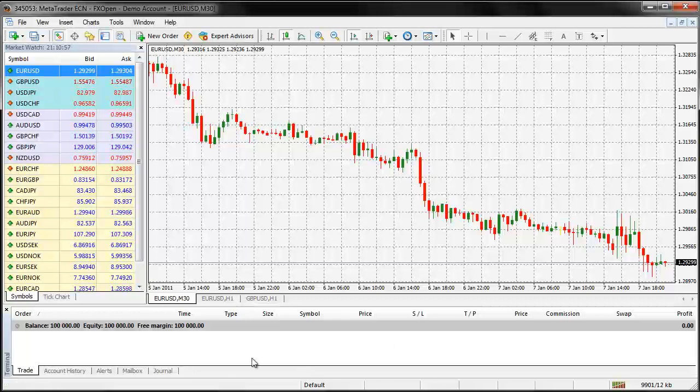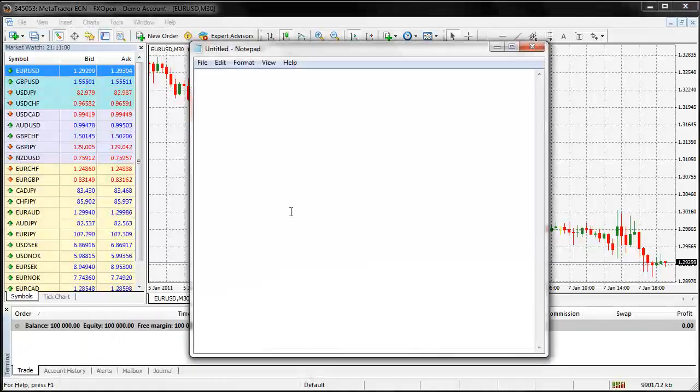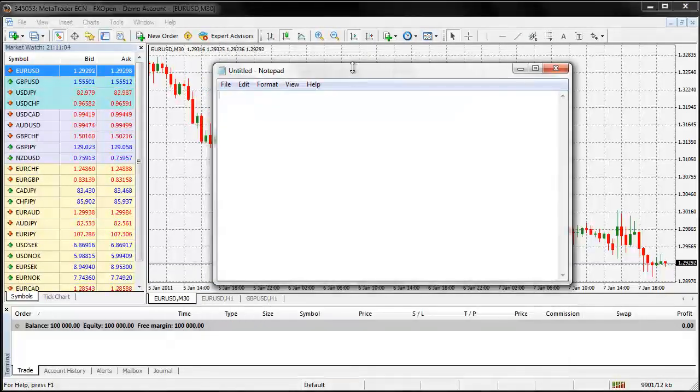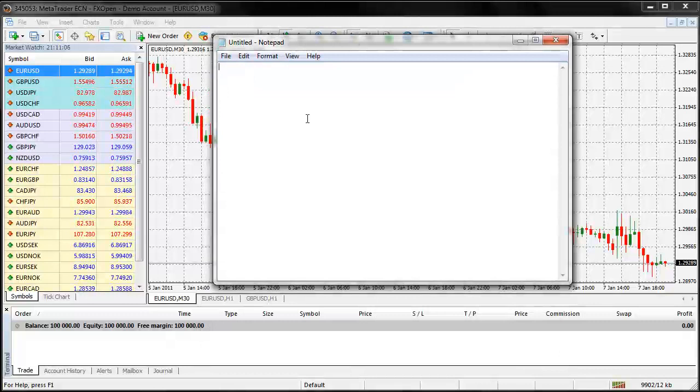Now, when we open up a trade, I'm going to open up a notepad here to give you an example about money management and risk management. We'll work from a scenario where one of your trades goes into deficit. So let's just take a look at, say, a $10,000 account, and that's my balance.